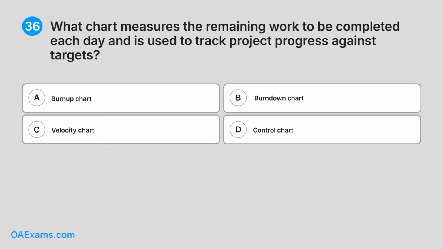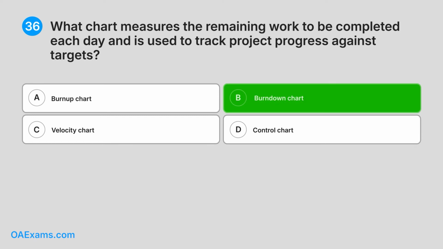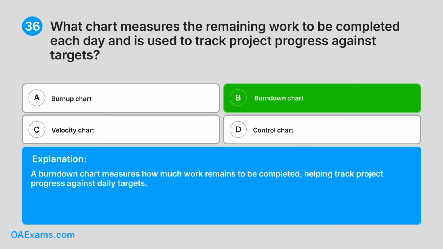36. What chart measures the remaining work to be completed each day and is used to track project progress against targets? A. Burn-up chart. B. Burn-down chart. C. Velocity chart. D. Control chart. Can you guess the answer? Correct. Answer B. Burn-down chart. Explanation. A burn-down chart measures how much work remains to be completed, helping track project progress against daily targets.